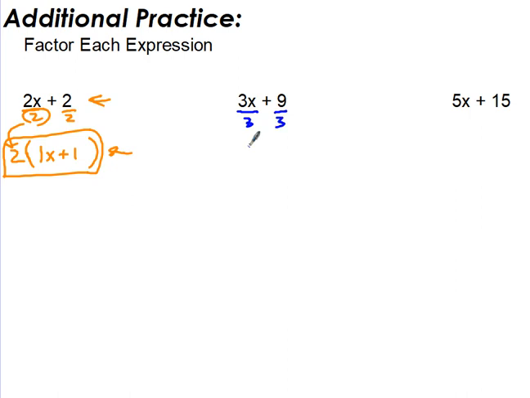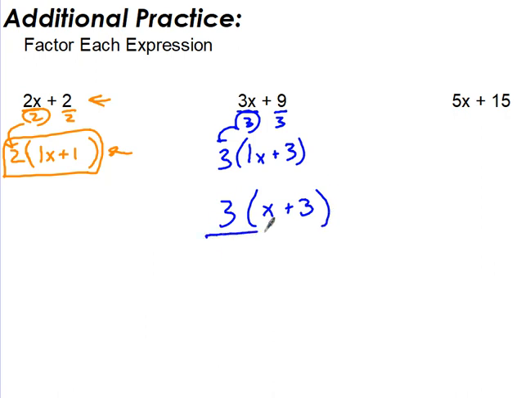Now, I'm writing 1x just to show you that 3 divided by 3 is 1. Is there really a reason to put this 1 here, though? There's not, because 1 times x is simply x. So I really could write it as 3 times x plus 3. If you write 1x, though, you're never going to be wrong, but there's never really a point to write 1 as a coefficient of x.